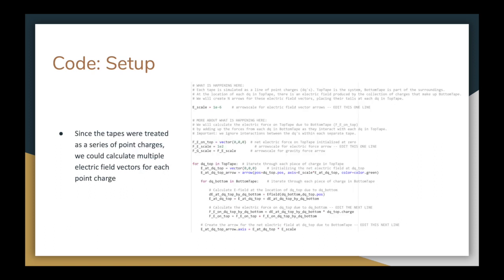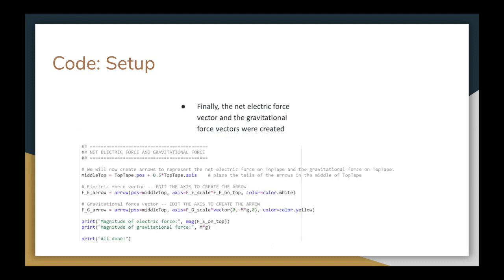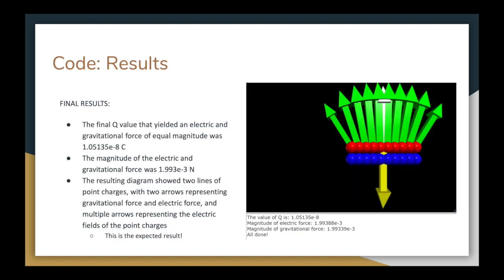Next, since we were treating the pieces of tape as a series of point charges, we could calculate multiple electric field vectors for each point charge. Finally, the net electric force vector and the gravitational force vector were created. The image on the right is the final result of the code when run.